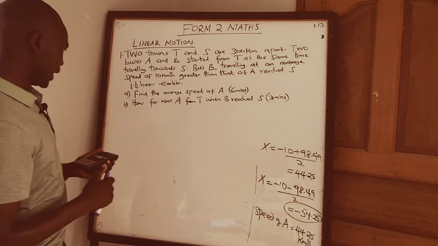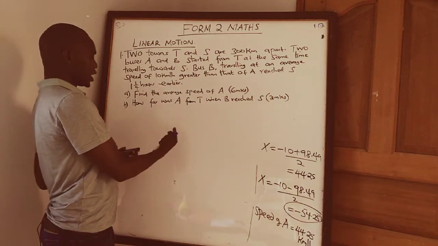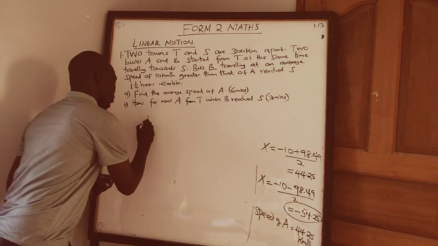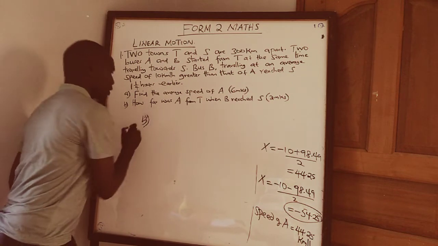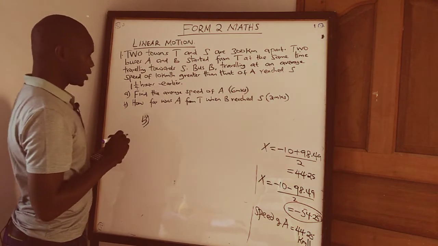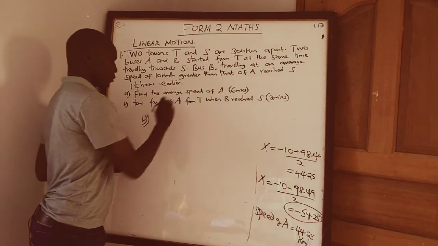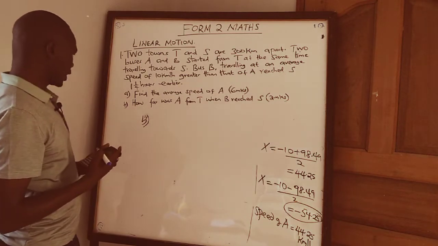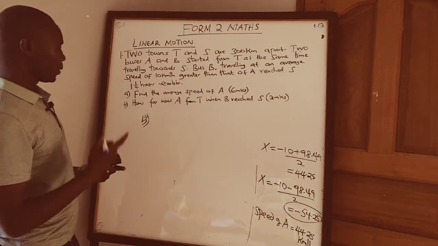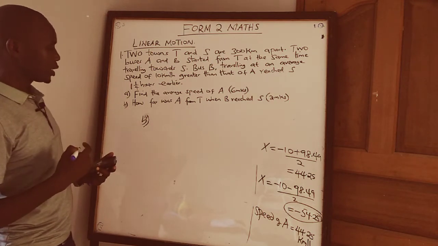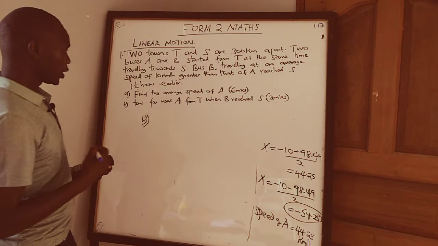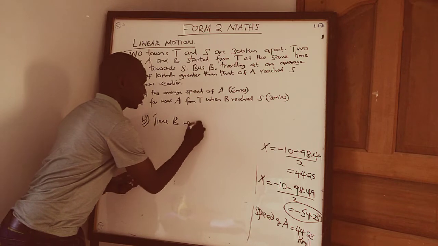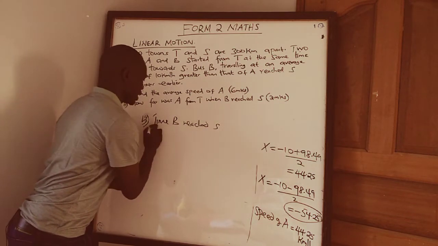Now what we do here is, we are going to get the distance of A in reference to B. The first thing we need to understand is the relationship between A and B. The only relationship here is distance, because how far means distance. For us to get distance, we know distance is speed times time. Now we need to calculate the time B reached S.